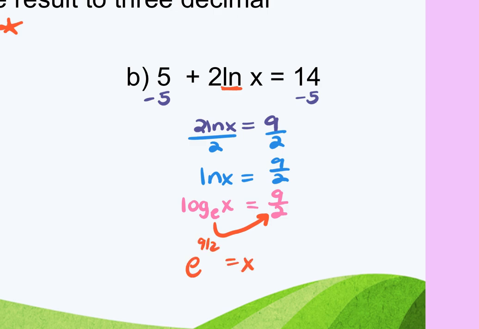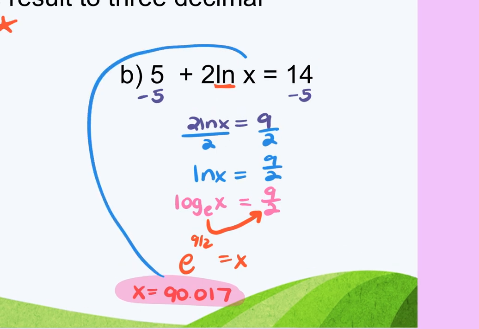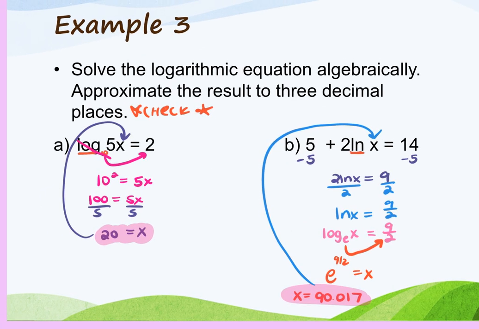And now I grab my calculator and I raise e to the 9 divided by 2, or 9/2. And I get x equals 90.017. And before I'm done, I check. If I plug 90 back into that x, am I trying to find the log of a negative number or 0? And the answer is no. So I get to keep that answer.